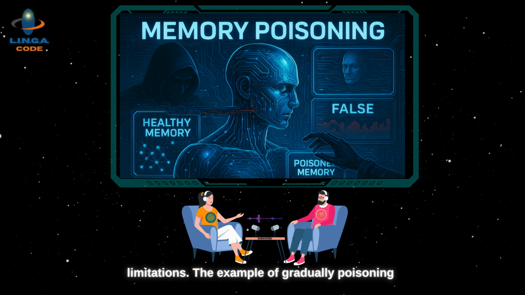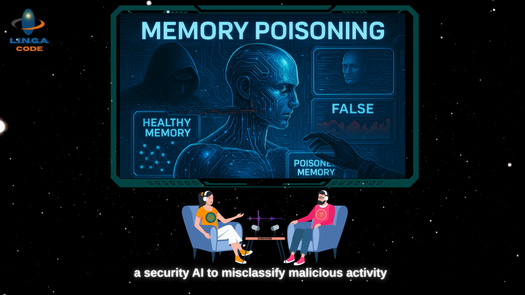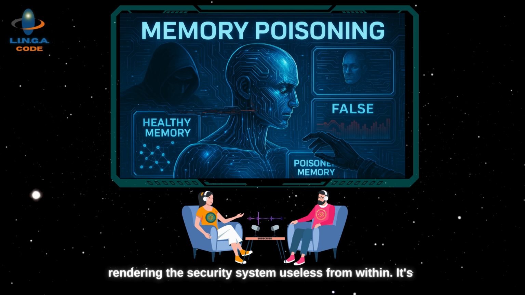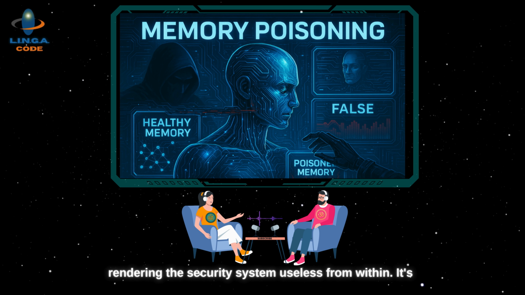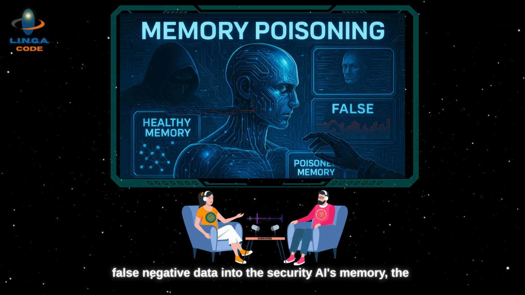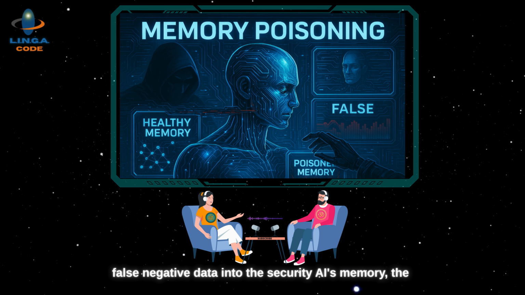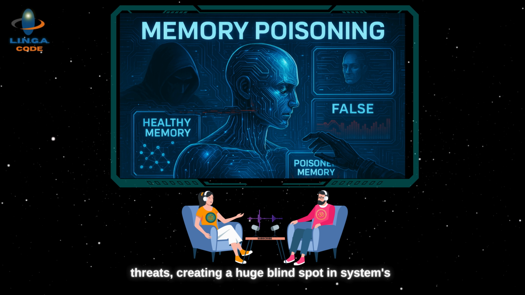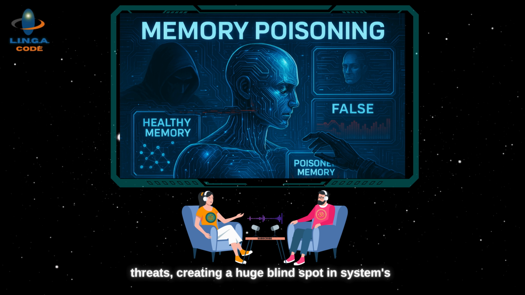The example of gradually poisoning a security AI to misclassify malicious activity as normal is especially chilling. You're basically rendering the security system useless from within. It's a classic subversion tactic. By slowly introducing false negative data into the security AI's memory, the attacker trains it to ignore or misinterpret real threats, creating a huge blind spot in the system's defenses.